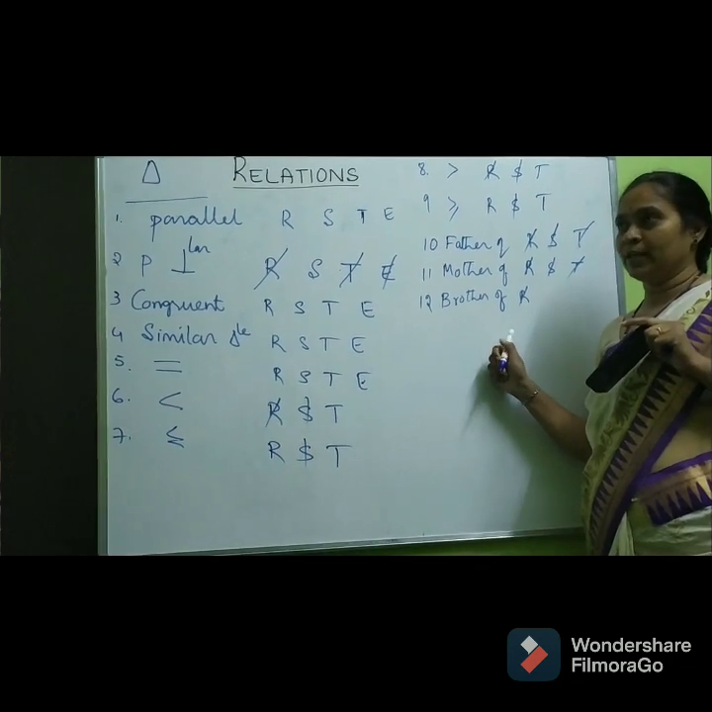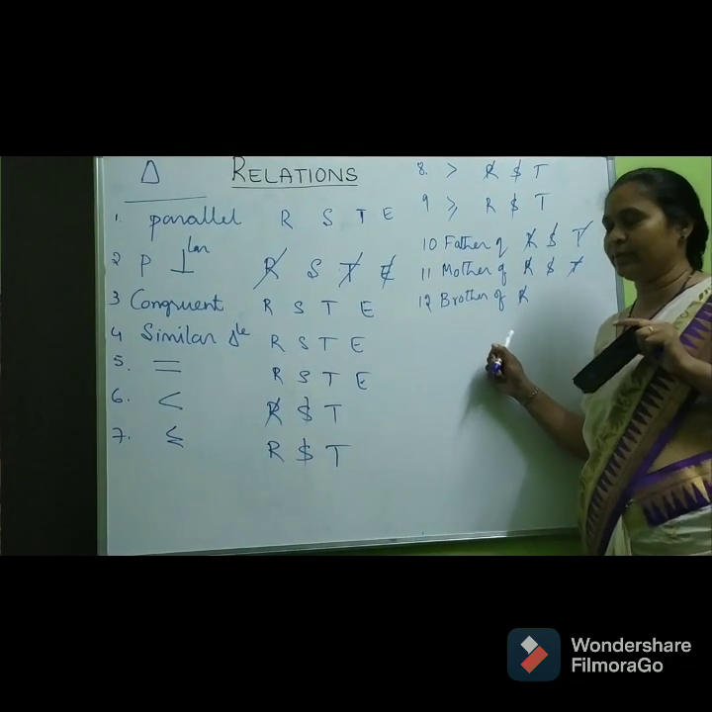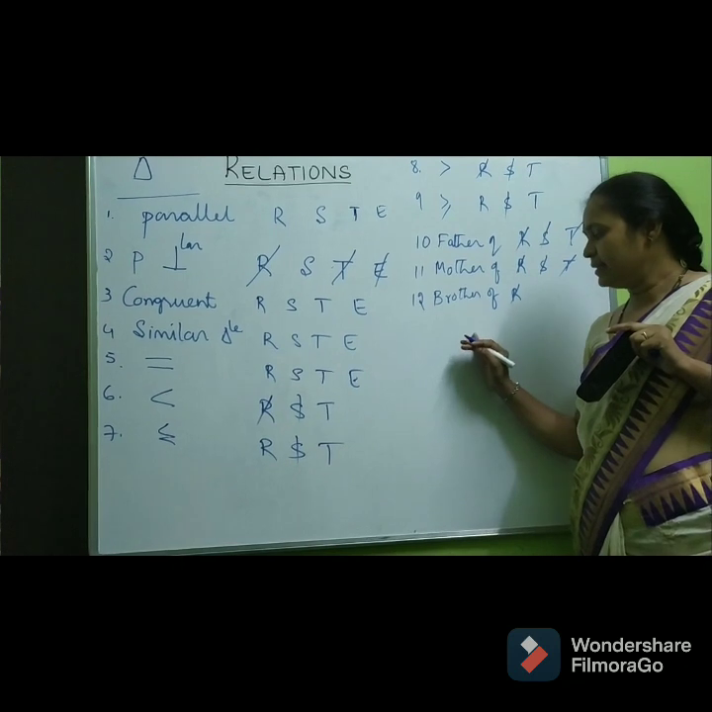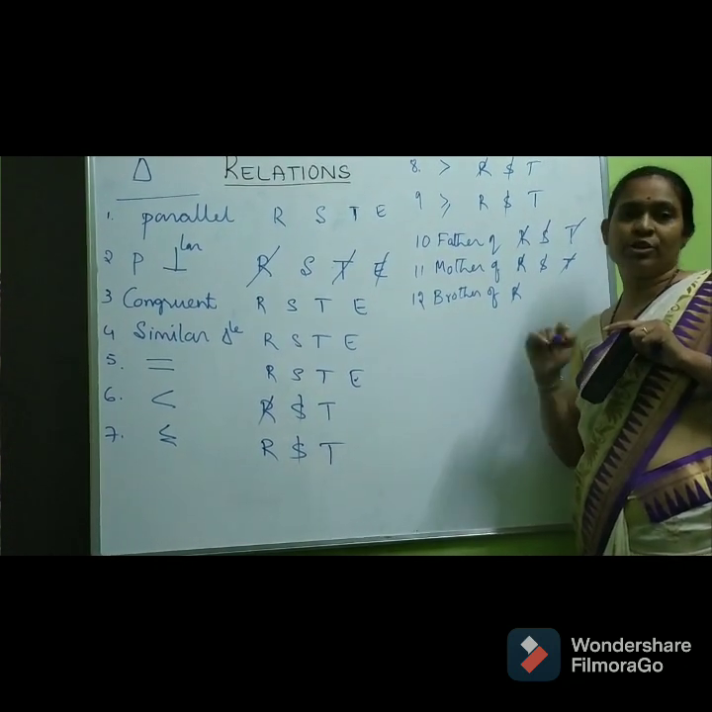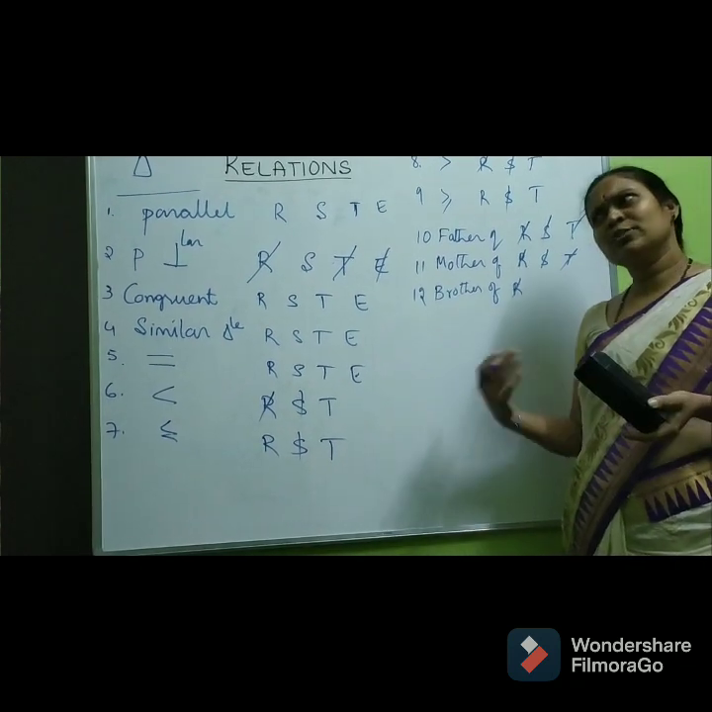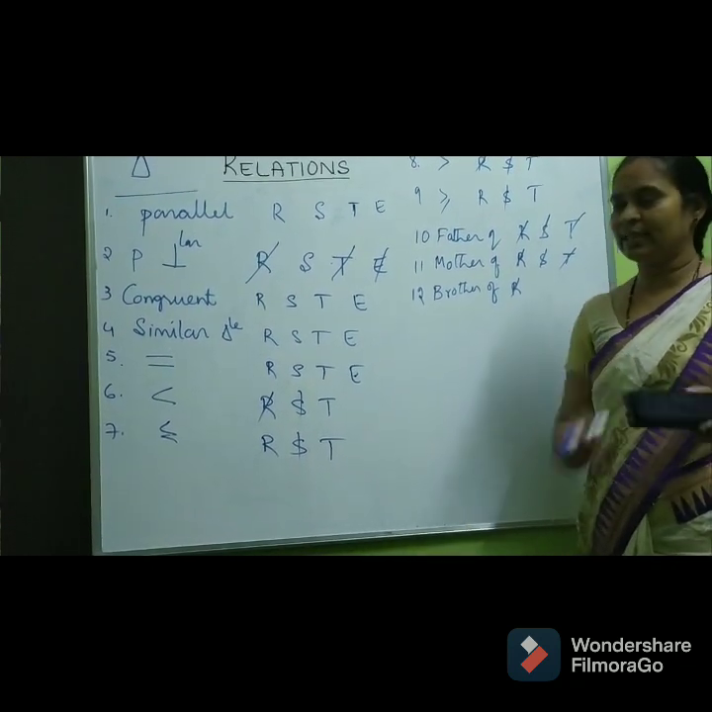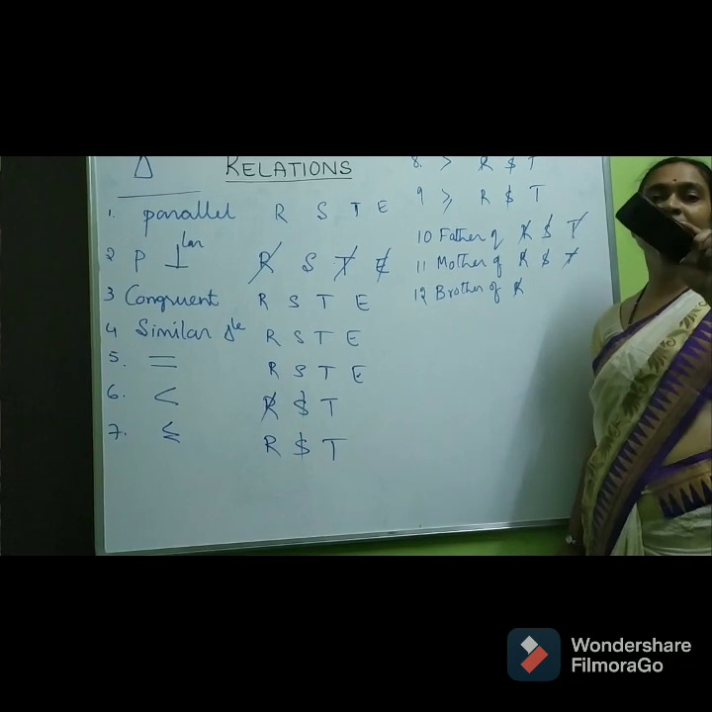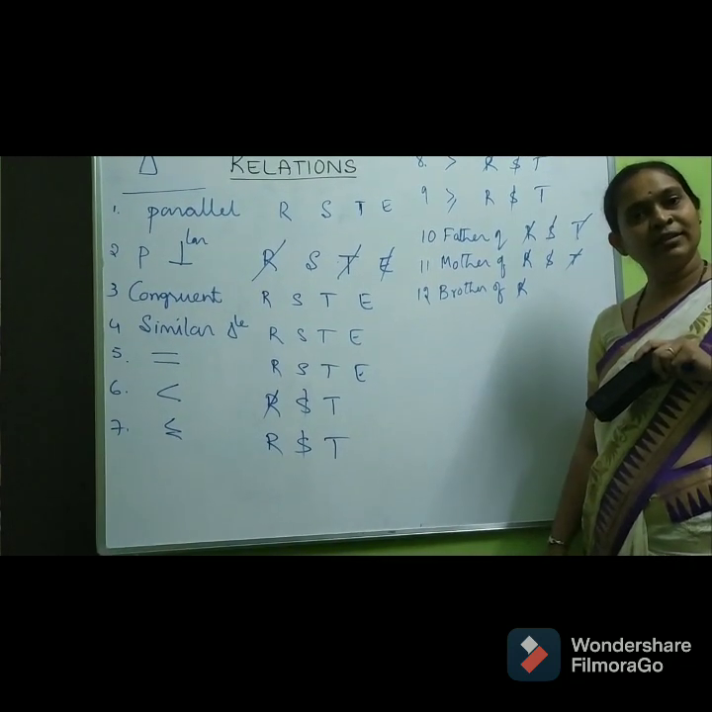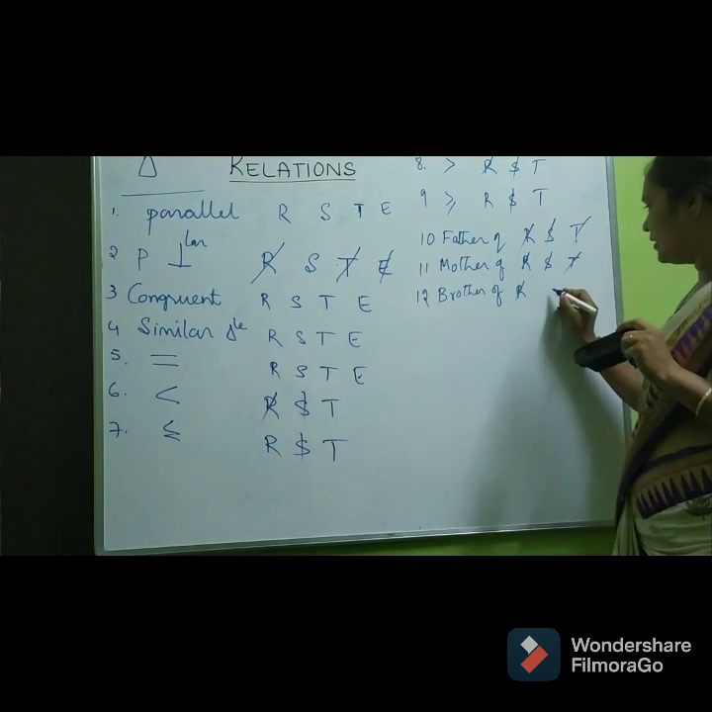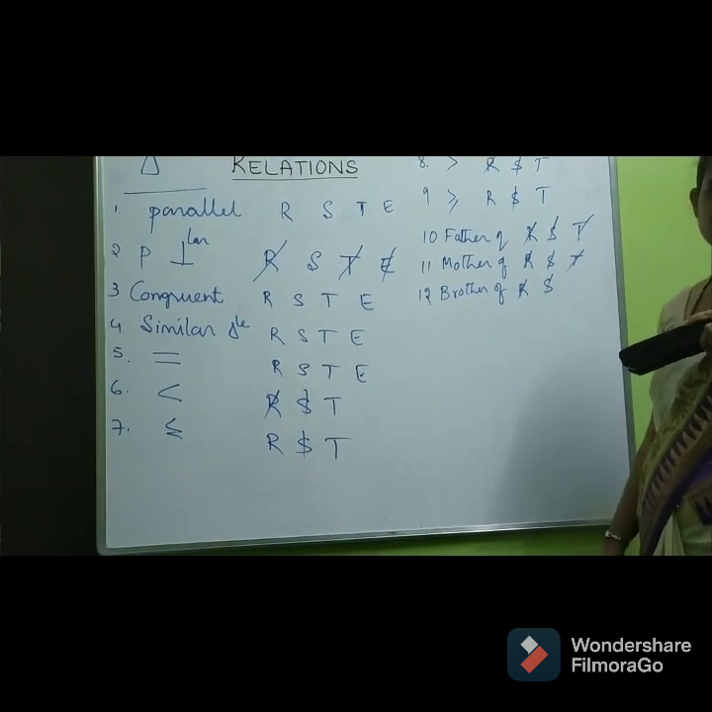I'll tell you. Let me take one example. Lava is brother of Kusha. You may say, yes, Kusha is brother of Lava. No, one example: Lava is brother of Lavanya. Lavanya can't be brother of Lava. You have to think in all ways. Therefore, it is not symmetric.